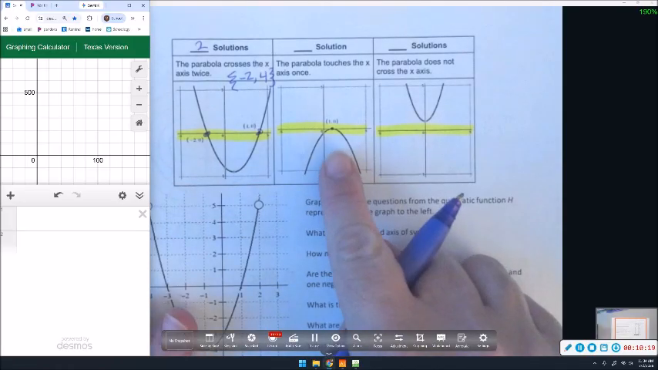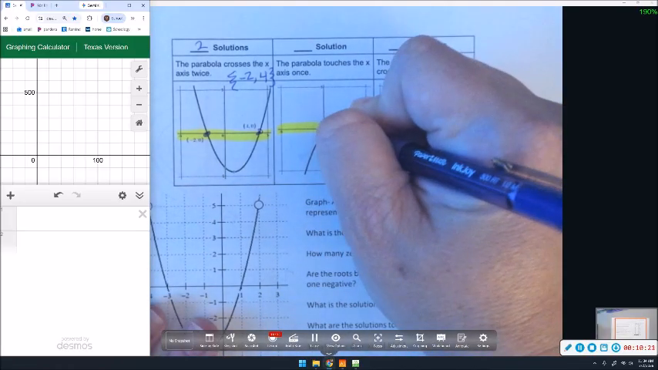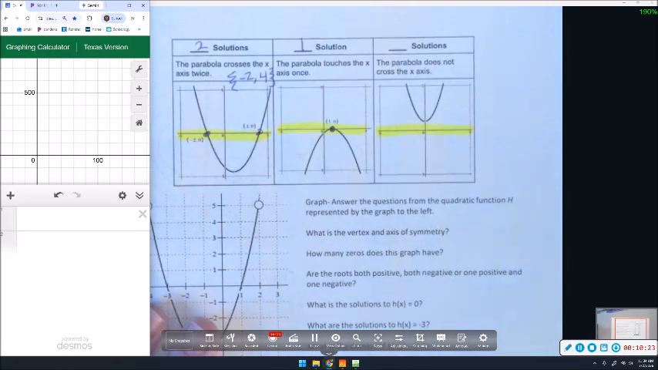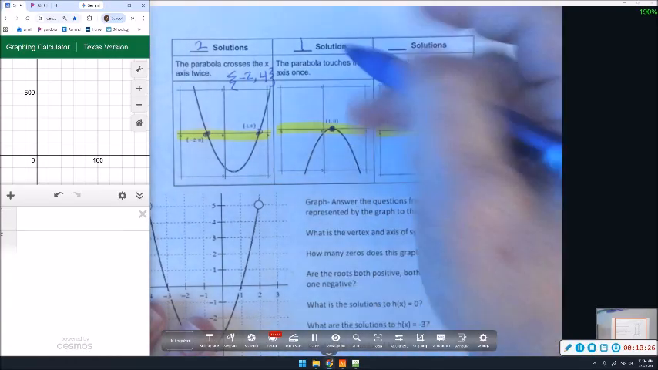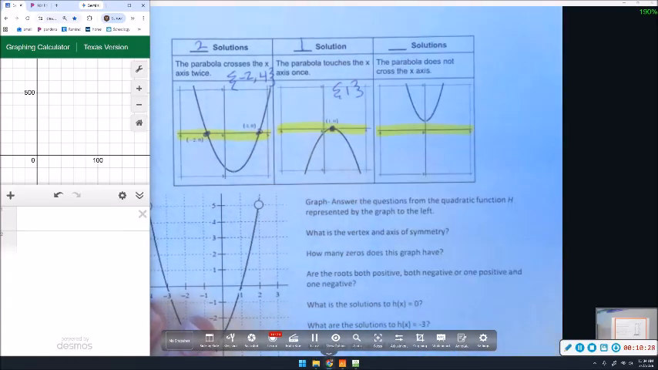Okay, what about this one? How many times does it touch? 1. So if the vertex is on the x-intercept, there's only one solution. And the answer is actually 1 here. So this one's a little different. Or x equals 1, yeah.